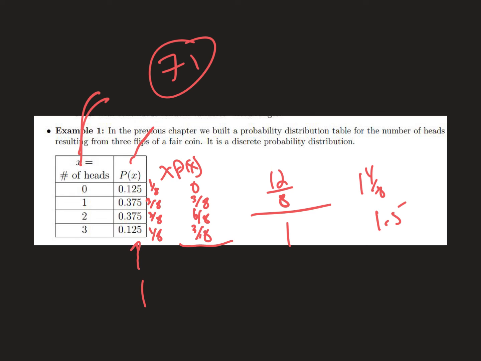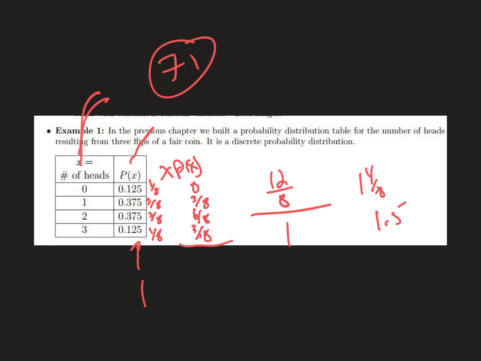So what does that mean? That means the long run average number of heads we can expect to get when we flip three coins is 1.5 heads. So that's the interpretation of the expected value. It's the long run average. Because you don't know what can happen, right?